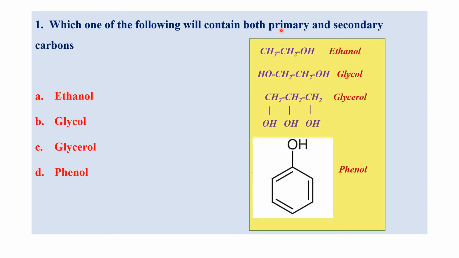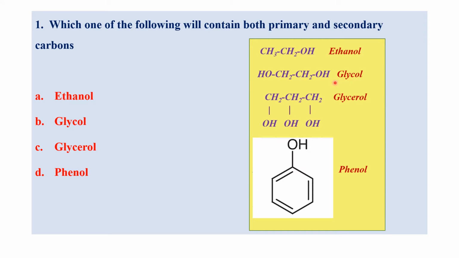In case of alcohol, the primary carbon is that carbon at which the OH is attached, which is further attached to only one carbon. That is known as primary carbon. For example, if we consider this carbon, because it is attached with OH hydroxy group directly, it is further attached with only one carbon, that is CH3. So this one is primary carbon.